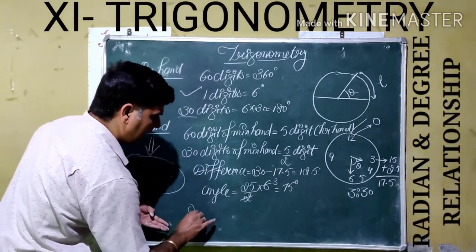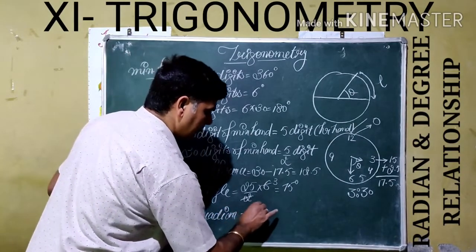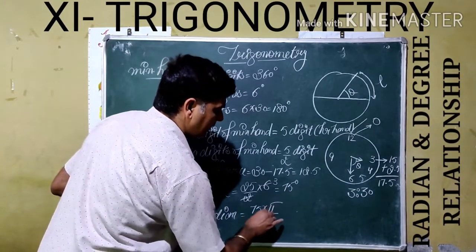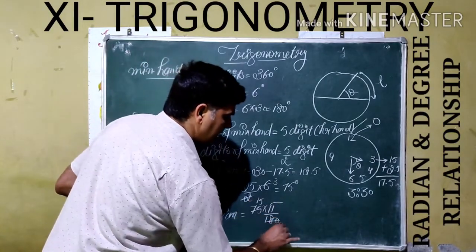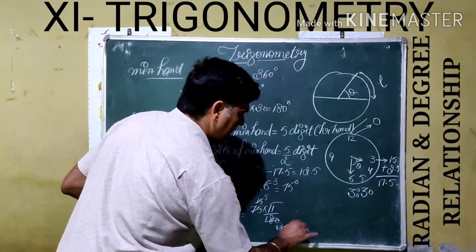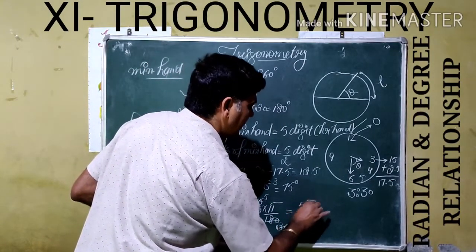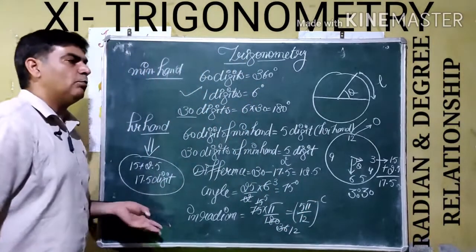In radian, if we convert, multiply by pi by 180. Pi divided by 180. Cancel by 5, 15. It becomes 36. Cancel by 3, 5. It becomes 12. So in radian, it becomes 5 pi by 12. It is represented in radian by the C symbol at the top.